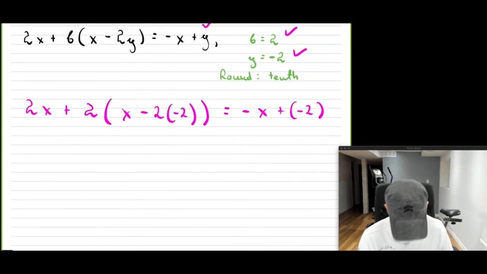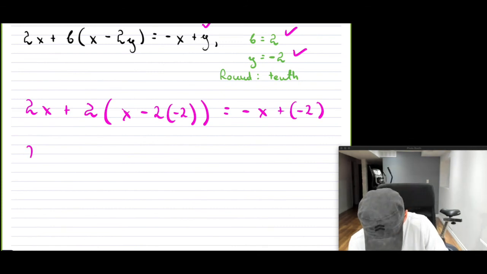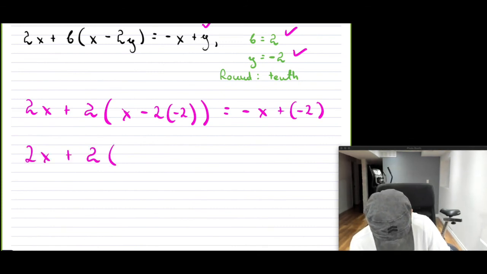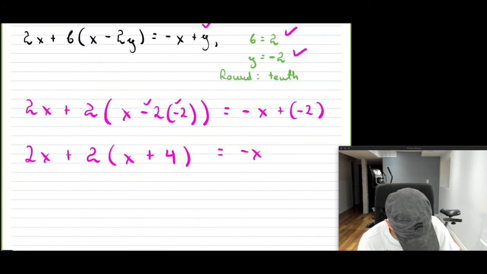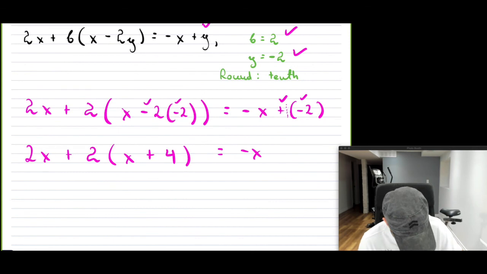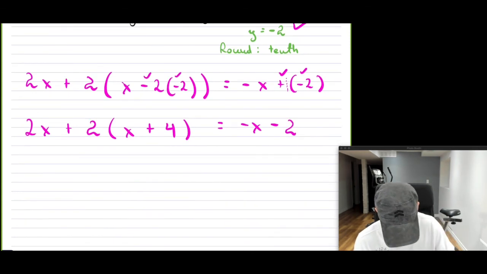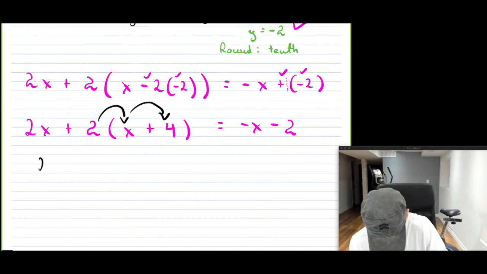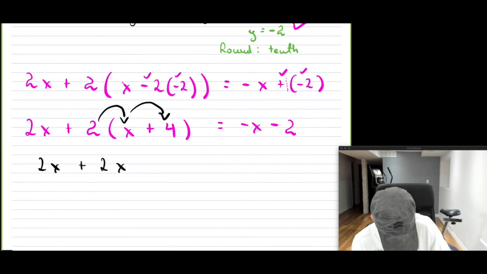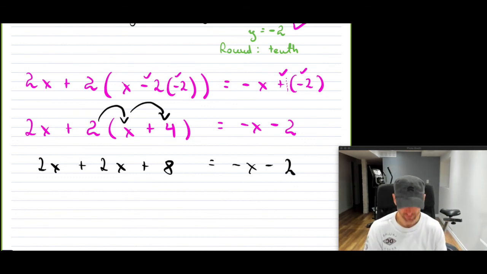All right, so now let's clean this up. So this is going to be 2x plus 2. This is x, notice, negative, negative, so that's positive. 2 times 2 is 4. Negative x, now notice, positive and negative, because this is kind of like a 1 there, so that's going to be minus 2. Next item, get rid of the brackets. So I'm going to squeeze these brackets right out. So I'm going to have 2x plus 2x plus 8 equals negative x minus 2.